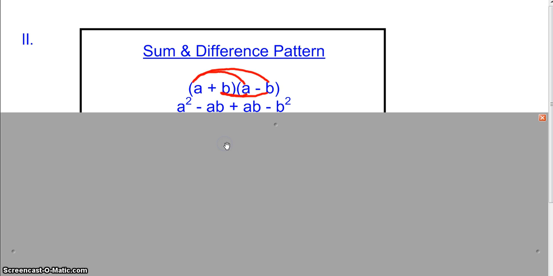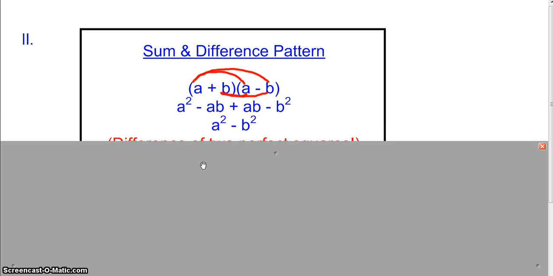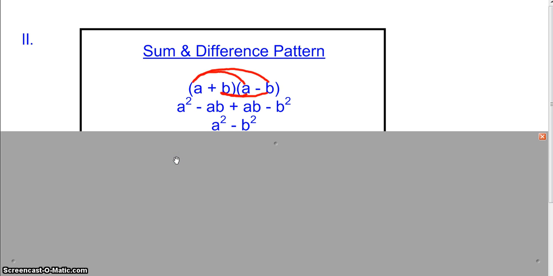Good. So here's what it looks like expanded, but notice those outside, inside are opposites. So we end up eliminating those and getting straight to this smaller expression. We end up with the difference. This expression here has a special name. It's called the difference of two perfect squares, which totally makes sense. It's a difference of two squared things, okay?